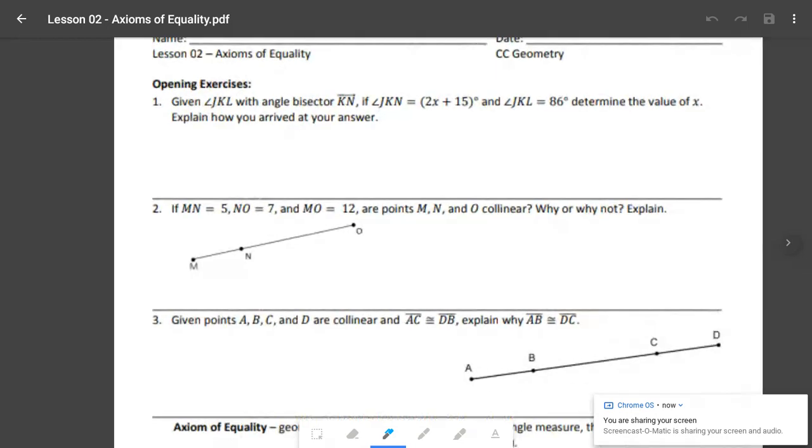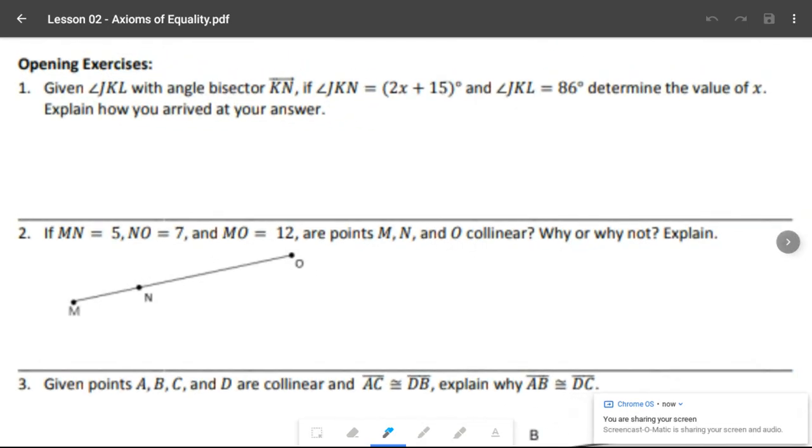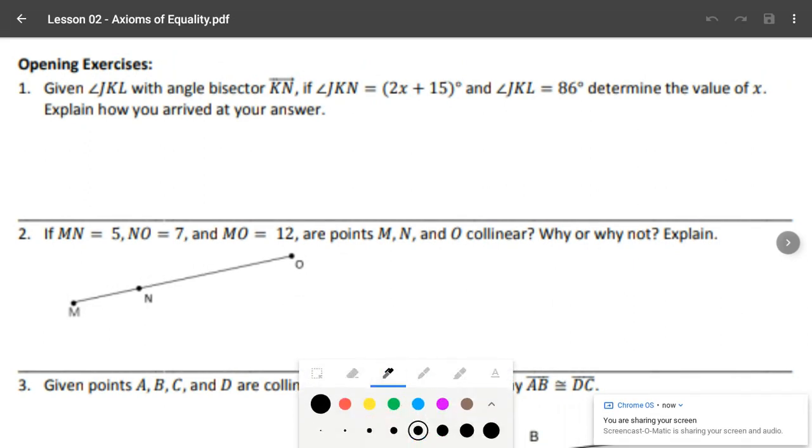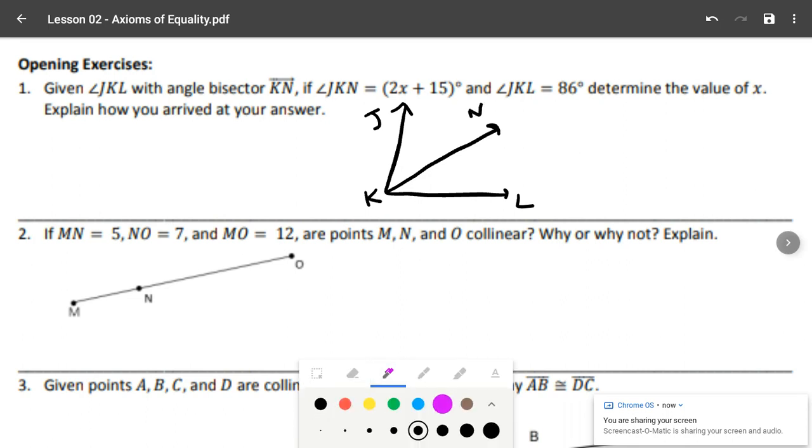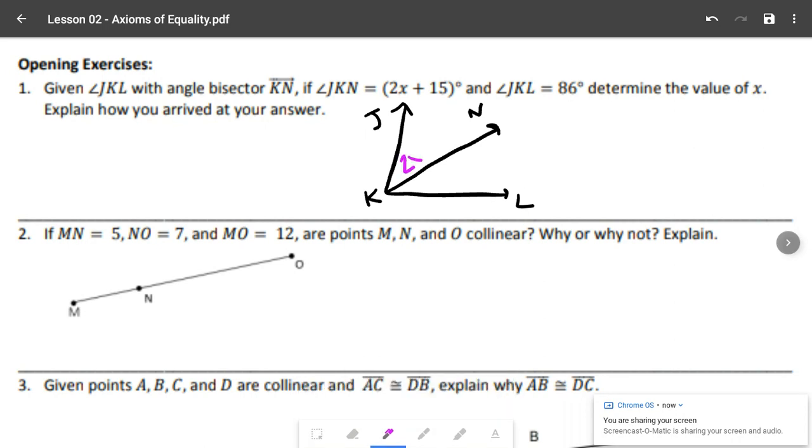Okay, if you're back, when we're looking at the opening exercises, the first one shows us that we have an angle, JKL, with an angle bisector KN. Now, it's hard to see that without drawing yourself a picture. So I would draw an angle. We're going to label it JKL. And we also have the angle bisector KN that's going to come through. Now, the angle JKN is going to be 2x plus 15.